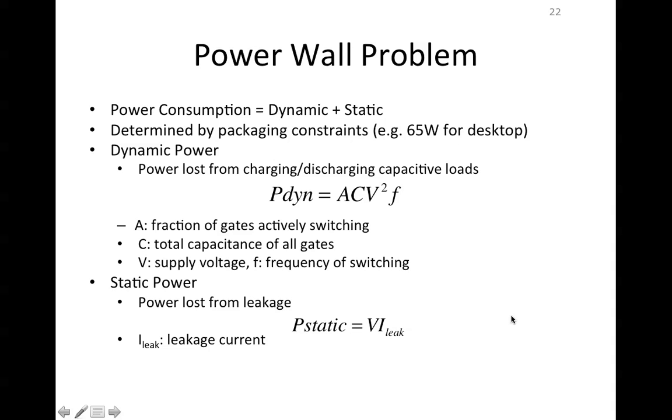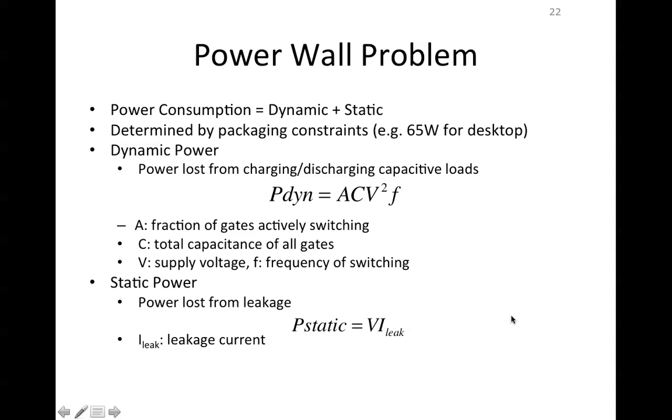Now, there are two sources of power consumption. One is dynamic, the other is static. Dynamic power is power consumed from charging and discharging of capacitive loads. Okay, and therefore the formula is very similar to the formula when a capacitor consumes energy, right? So essentially, dynamic power is equivalent to A C V squared times F. A is the fraction of gates that are actively switching, C is the capacitance, V is the supply voltage, F is the frequency of switching.